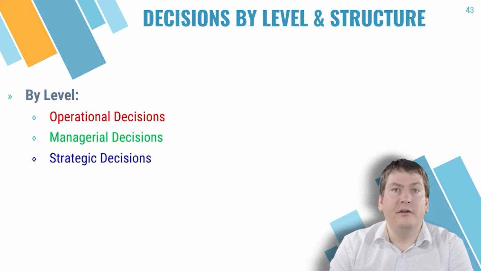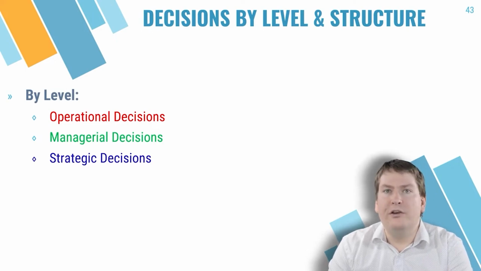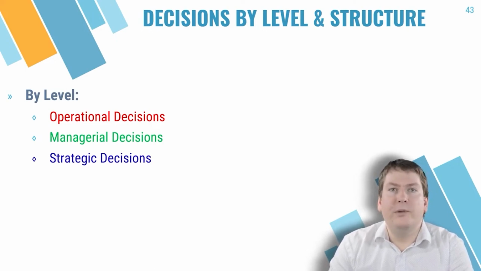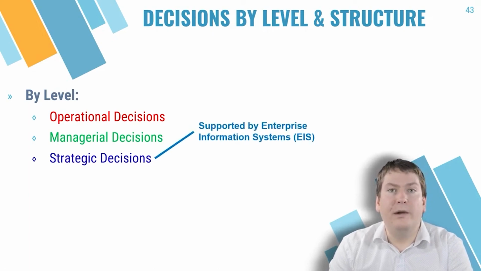Strategic decisions concern broader scope organizational issues. These would be decisions that set the direction of an organization as a whole, such as starting a new product line, should we open a new restaurant in Waterloo, or should we acquire a specific company. These types of decisions are supported by Enterprise Information Systems, or EIS for short, which aim to create information for high-level managerial or executive employees.